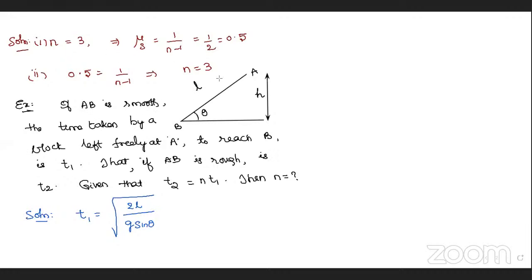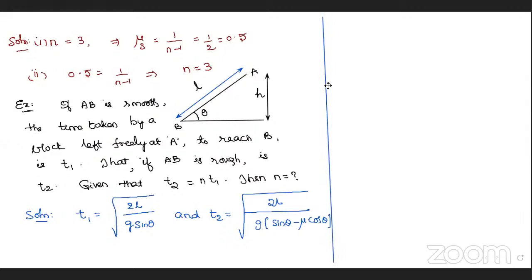Very good, Ishan remembered. On rough also I said long back. What is the time taken to reach the bottom? Very good. And T2 on the rough, I told, is root of 2L by g into (sin theta minus mu_k cos theta). These two equations I already told long back. Am I right? I told them or not? First you confirm. Yes, correct. So I'm right.